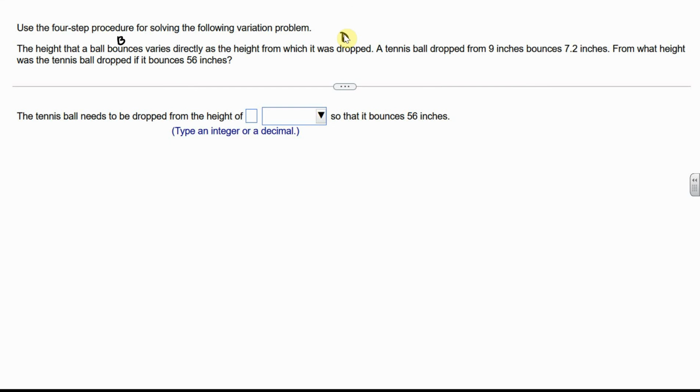So that first statement says the ball bounces, b, varies directly as some constant times the height from which it was dropped, that's times d. See how we built that? Typically we should be able to build the equation from the first sentence.